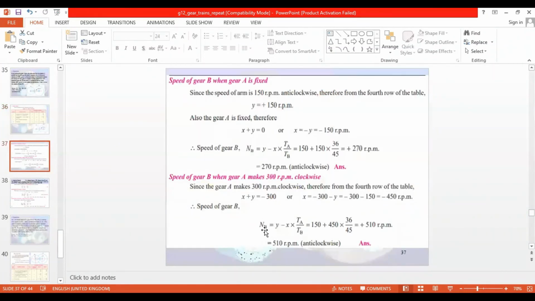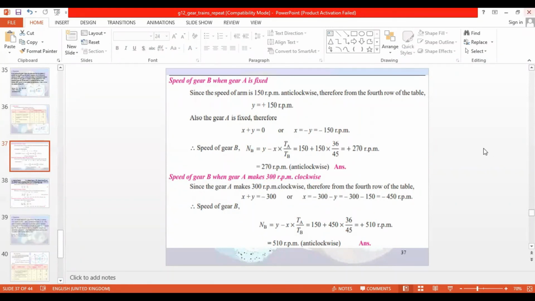Okay. So NB, that is speed of B is equal to Y minus X into TA by TB. Y, that is 150 RPM, right? 150 minus into X. So X is, you see, minus 450, into there is another minus. So that minus minus equal to plus 450 into 36 by 45. So this 36 and this 45 are given in the numerical, right?